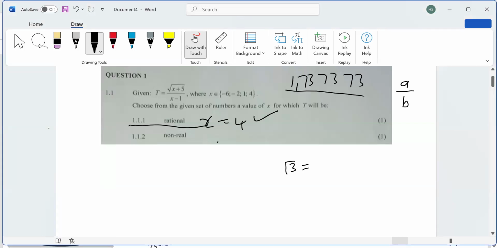Non-real. We saw values that are giving us something which is non-real, things that do not exist. What is that one that gave us something which is non-real? When x is equal to -6. Now when x is equal to -6, we get another mark here.